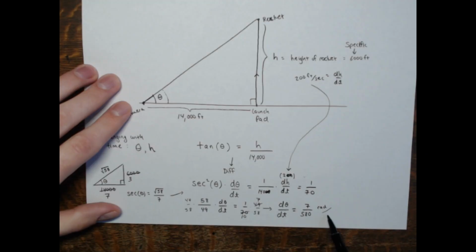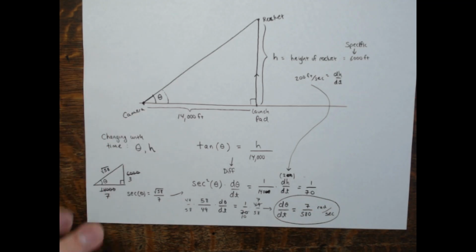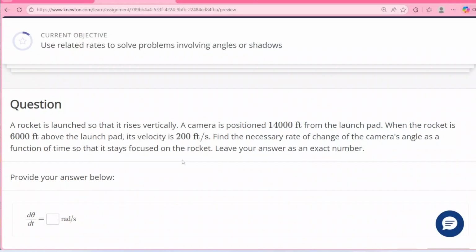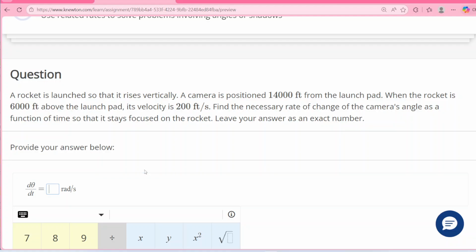Radians per, let's see, they gave me feet per second earlier, so time units are in seconds. So that's how fast the camera angle would have to be moving at that moment: 7/580ths radians per second. So pretty slowly at that moment. It wouldn't have to move too quickly to keep the rocket on camera. So it just says enter an exact value, right? 7/580.